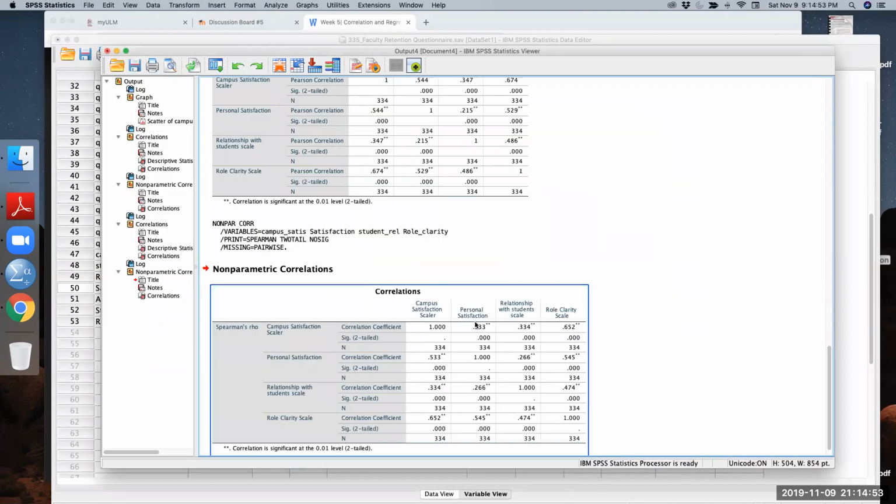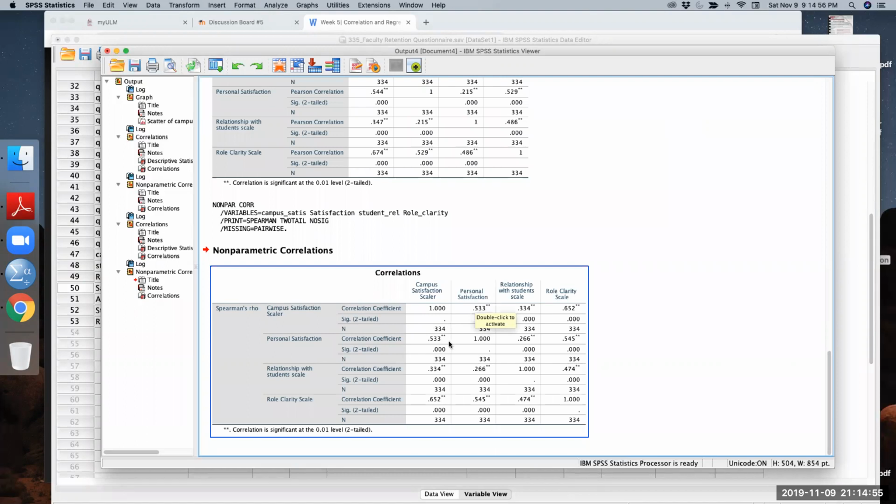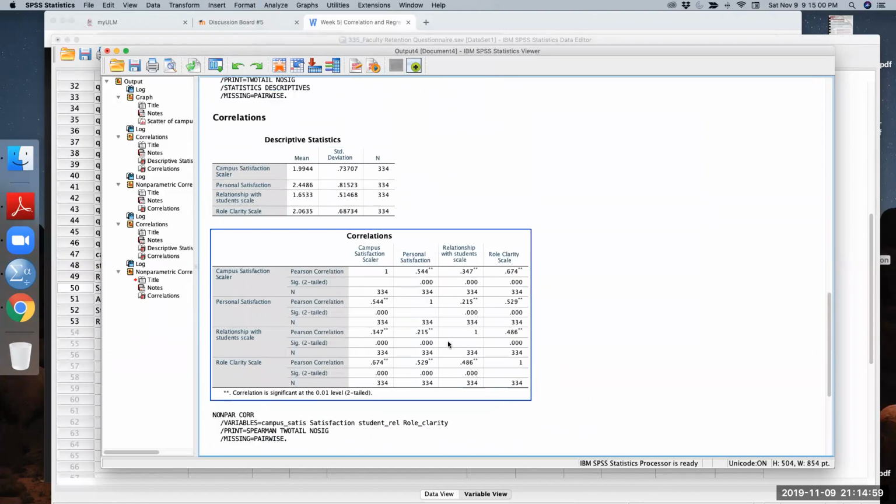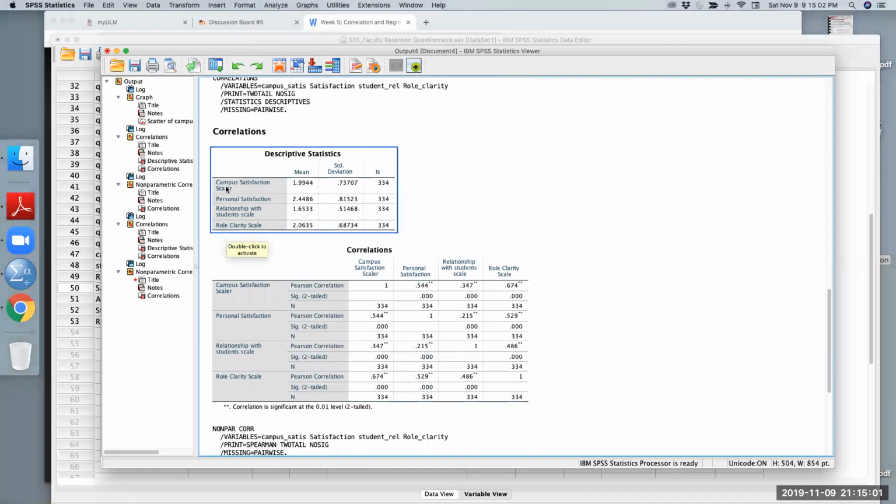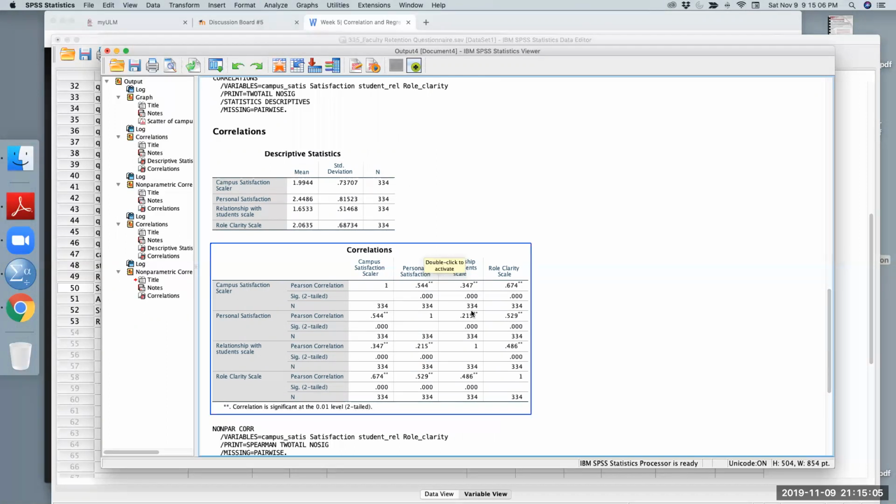So if you look into the Pearson correlation, here are the four items you have: 1, 2, 3, 4. The average score is for 334 faculty members. So just take a look at the upper part here. Only the upper part: actually 0.54, 0.347, 0.67. Pretty much all of them are correlated.